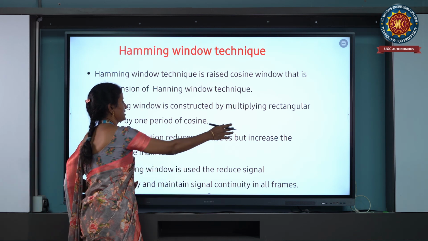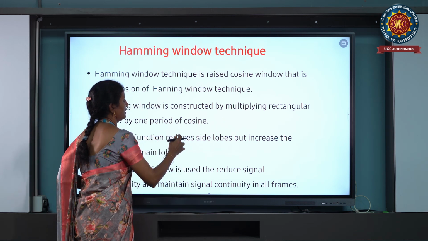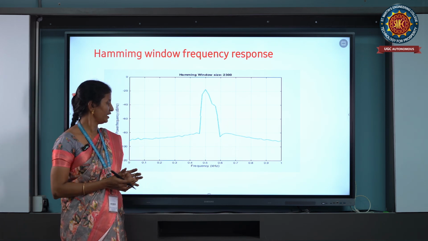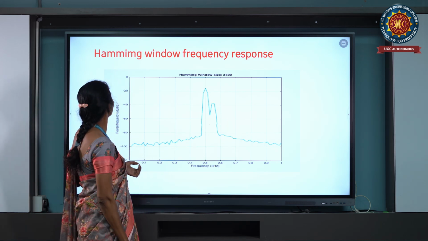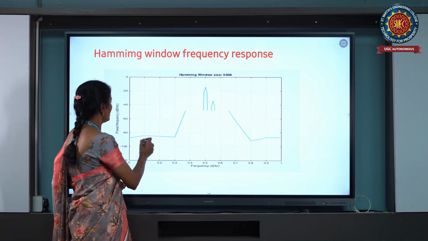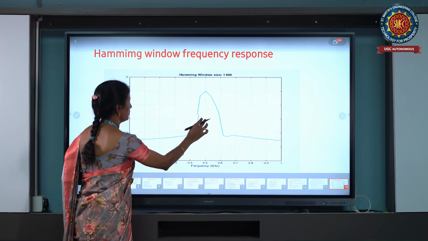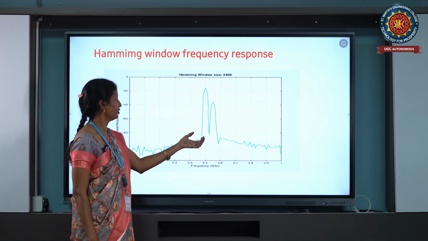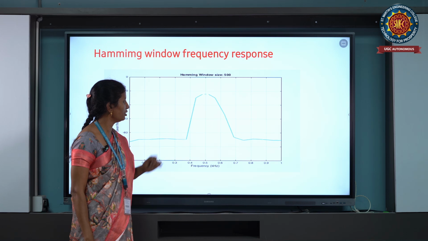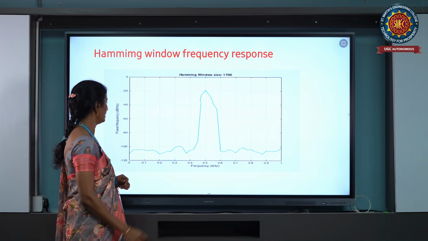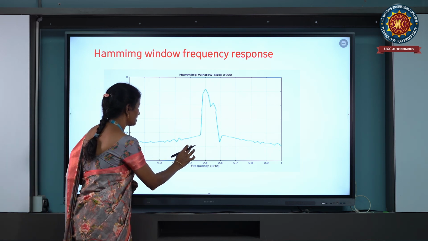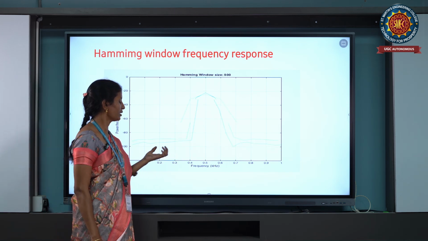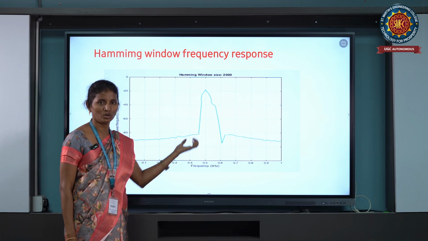Reducing the side lobes of the frequency response improves the filter coefficients. This is the frequency response of the Hamming window. This is the main lobe width of the Hamming window frequency response. The width of the main lobe is 8π/N. These are all oscillations of the side lobes. These oscillations are removed by using the Hamming window technique.